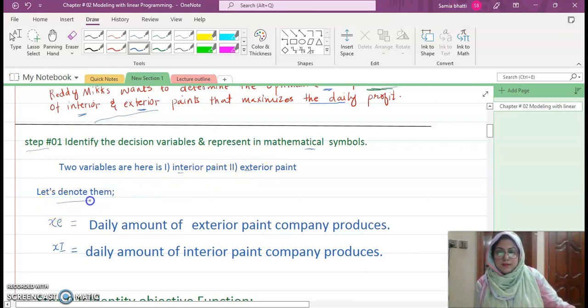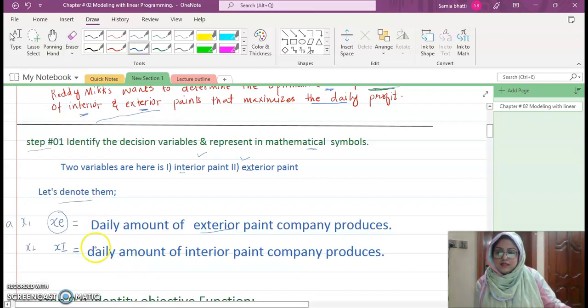So that's the best way to go. We are denoting both paints, interior and exterior, with variables. So now the variable xe we are using for the exterior paint. You can also simply denote them with x1 and x2, or a and b, or y and z, whatever variable you like. So here I am using xe as the exterior paint and xi as the interior paint. Okay, so we have denoted the variables.